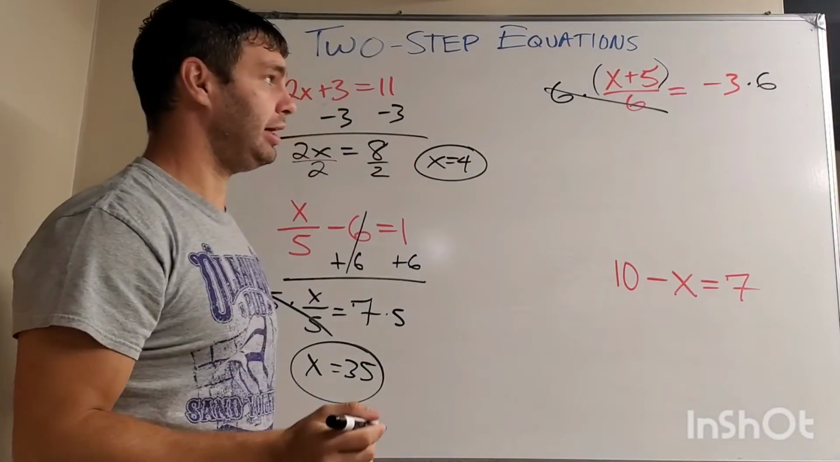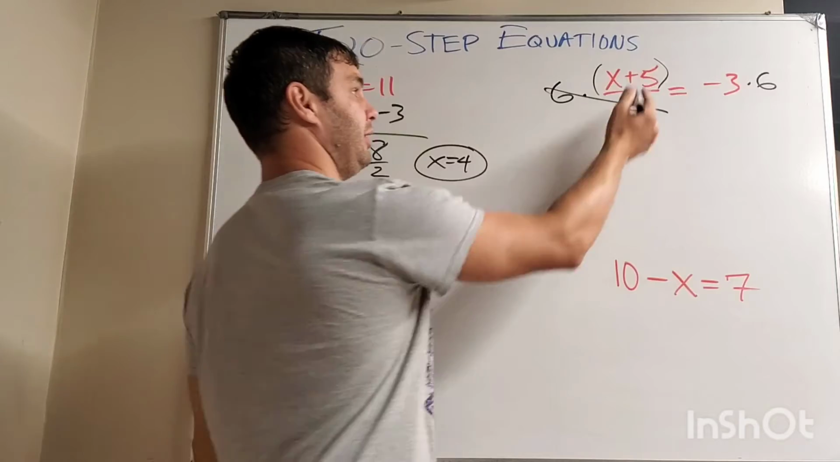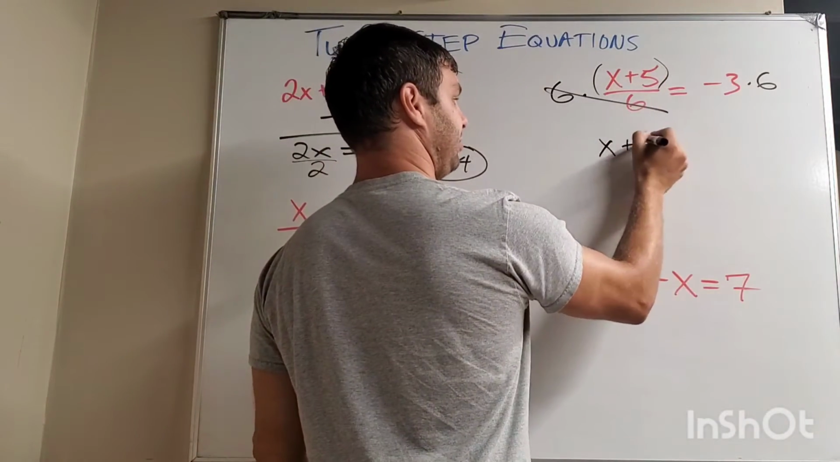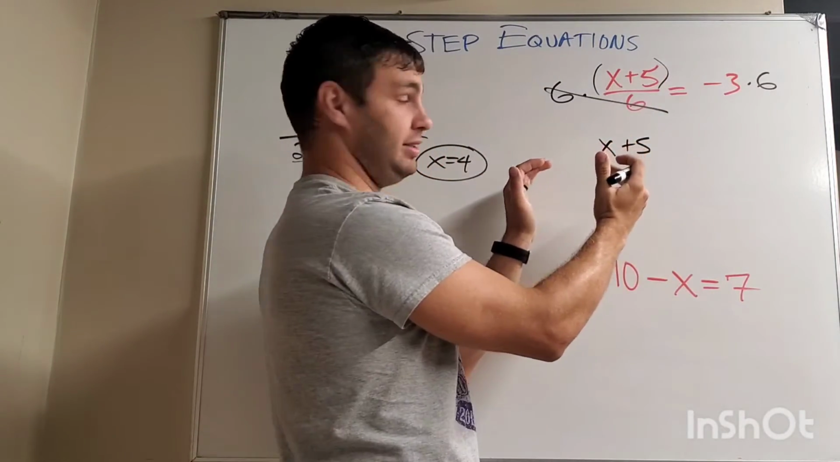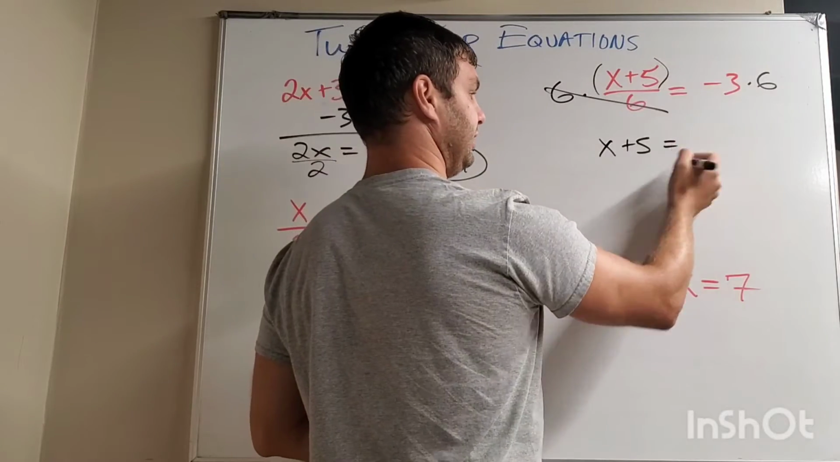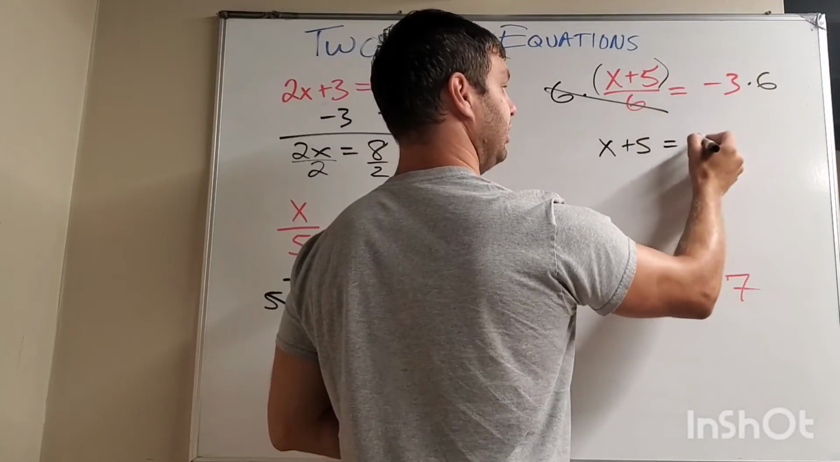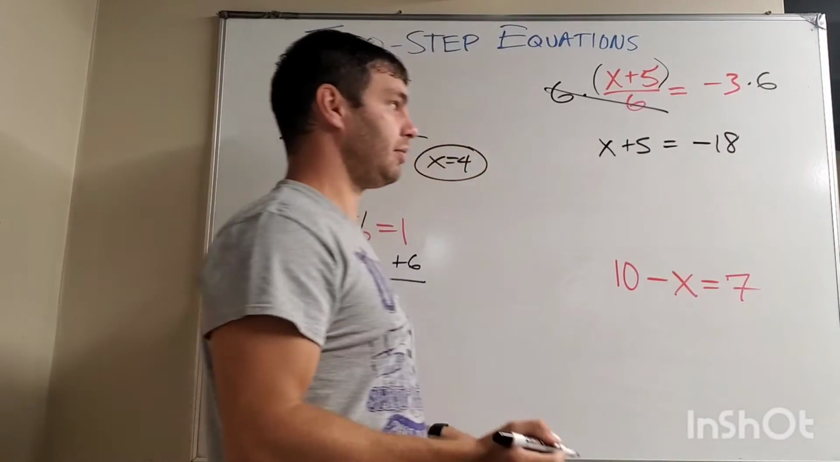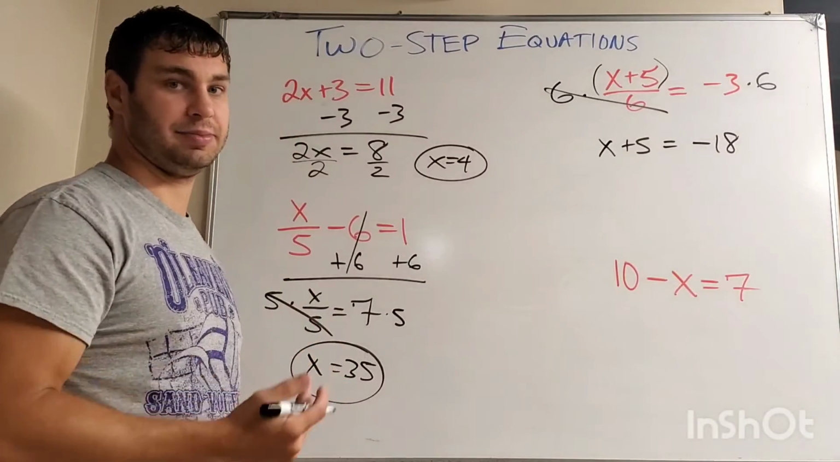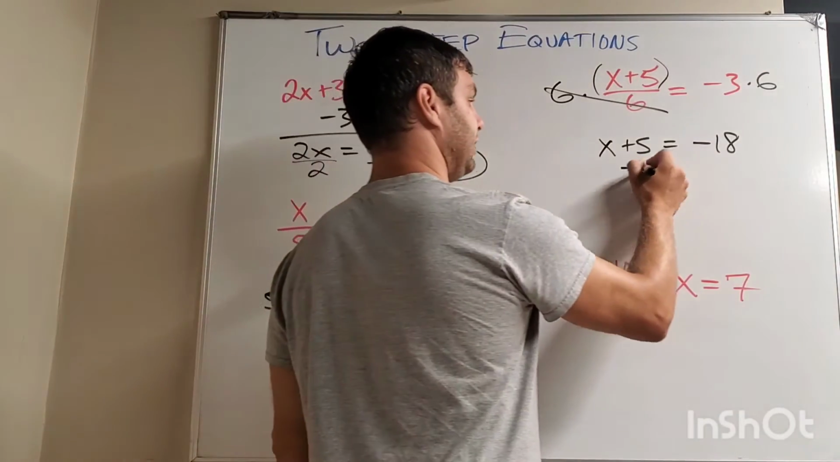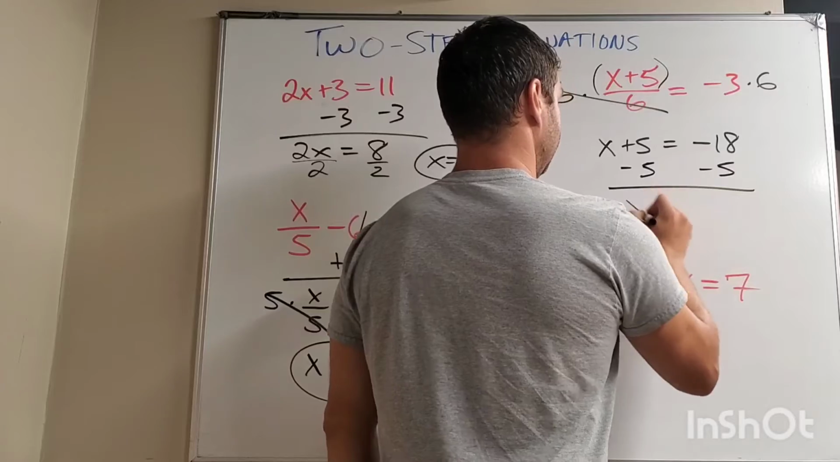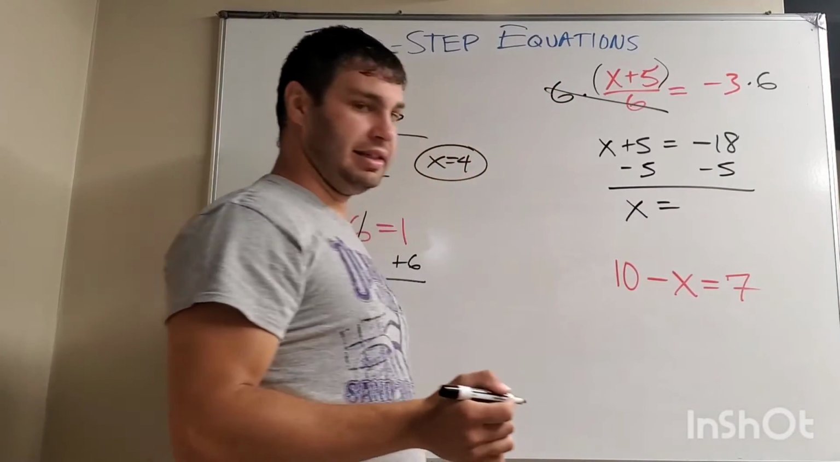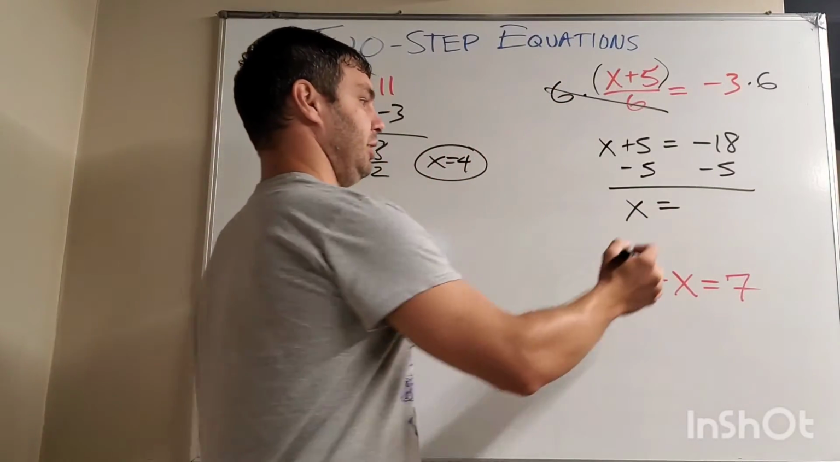Okay? And when I do that, instead of putting x plus 5 into those parentheses, I can just drop those parentheses and say x plus 5 equals negative 18. Okay? Now I can get the x by itself by subtracting 5 on both sides. And x equals negative 18 minus 5, which is negative 23.